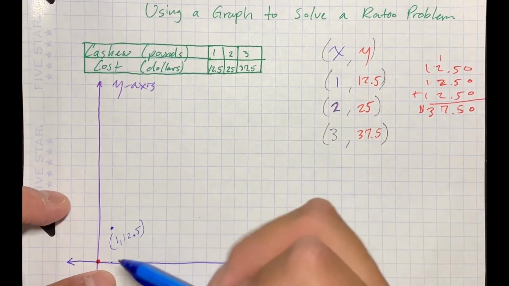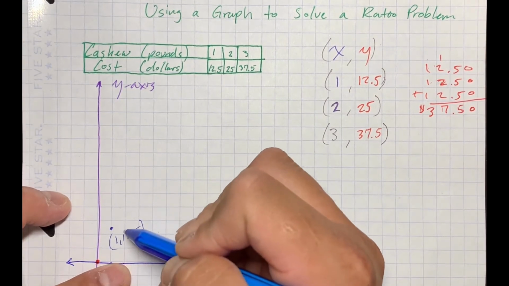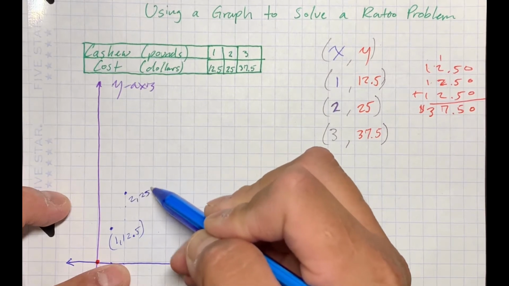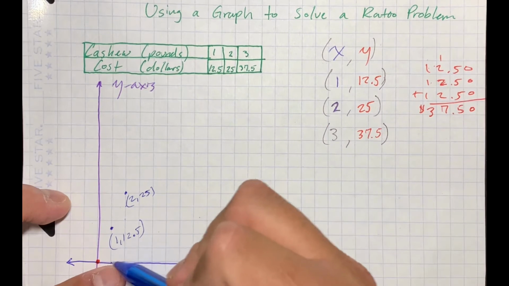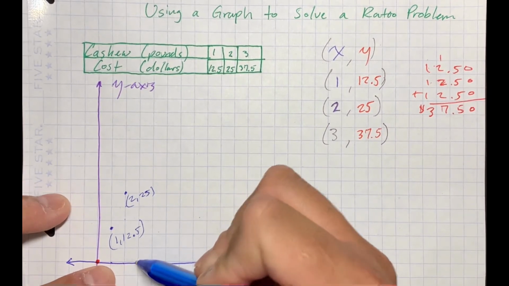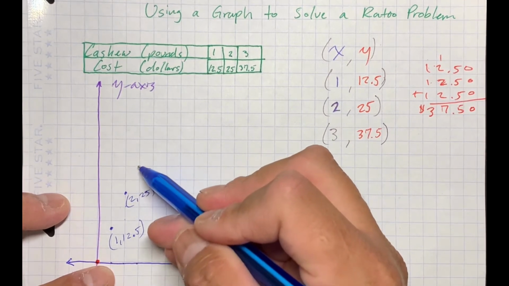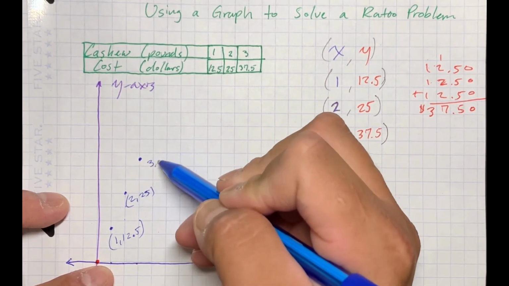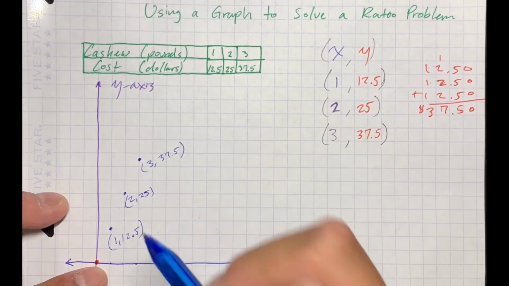Now, what about 2 pounds? 1, 2, and then we're going to go up 25. 5, 10, 15, 20, 25. 2 pounds will cost us $25. And then the third one, if we buy 1, 2, 3 pounds of cashews, how much will that cost us? 5, 10, 15, 20, 25, 30, 35, and 37 and a half, right in the middle. So 3 pounds will cost us $37.50. All right, there you go.